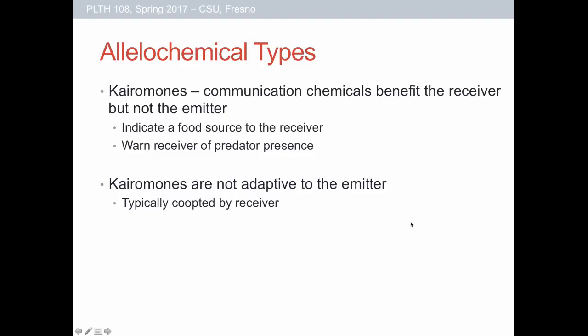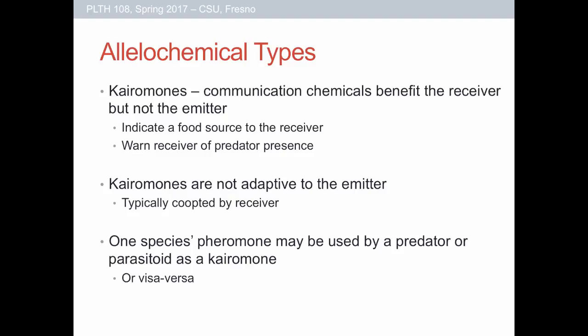So kairomones typically are not adaptive to the emitter because the emitter is actually harmed. So typically it's some sort of chemical that the emitter uses for some other purpose, and the receiver, or the pest in this case, has somehow just learned to associate it with the emitter. So if you're an insect pest like the moth, the peach twig borer, they didn't create the smell of a rotting peach to benefit the pest, but the pest figured out that that's what peaches smell like, and that's where I want to lay my eggs.